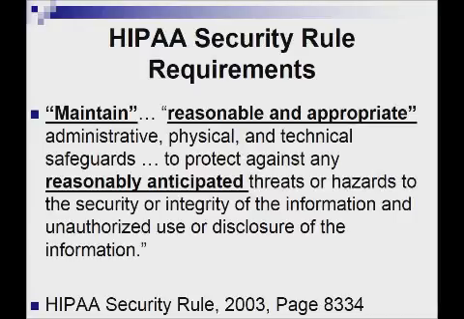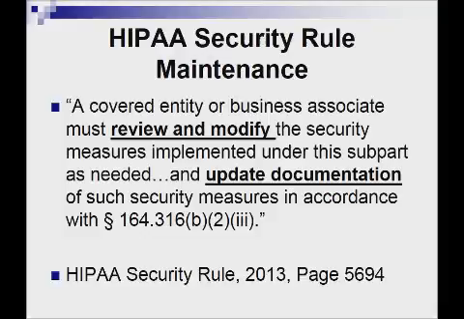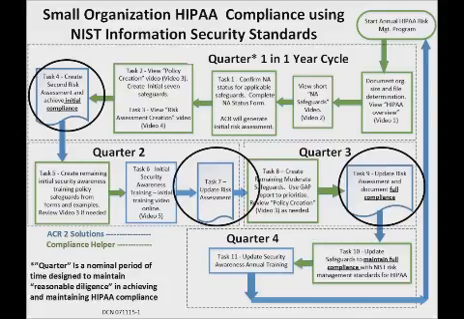The HIPAA security rule requirements are straightforward. Organizations are required to maintain reasonable and appropriate administrative, physical, and technical safeguards to protect against reasonably anticipated threats or hazards. Once safeguards are in place, they must be periodically reviewed, modified, and documented. Risk assessment updating occurs several times in the overall cycle of compliance.